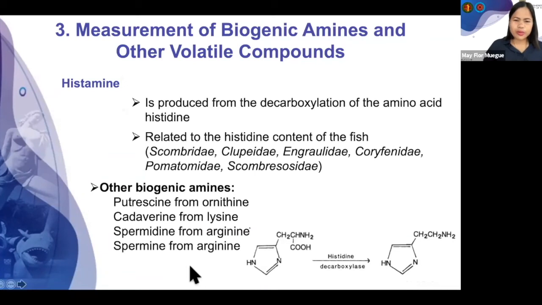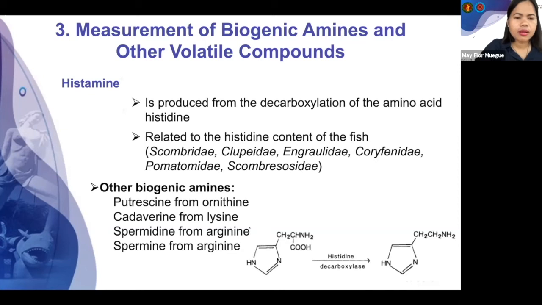So what do you know about histamine? No, this is produced from the decarboxylation of the amino acid histidine. So we know that histidine content is related to the species of fish, and not all species are capable of producing histamine, right? Because histamine is only prevalent in those that have relatively high amounts of the amino acid histidine.